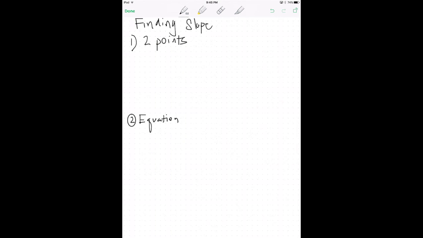If it's 2 points, you're using the slope formula. That's your m equals y sub 2 minus y sub 1 over x sub 2 minus x sub 1. The sub points just mean the y from point 2, the y from point 1. That's all these little things mean. So if I have 2 points, like let's say I have (2, 6) as my first point, and (3, 5) as my second point.